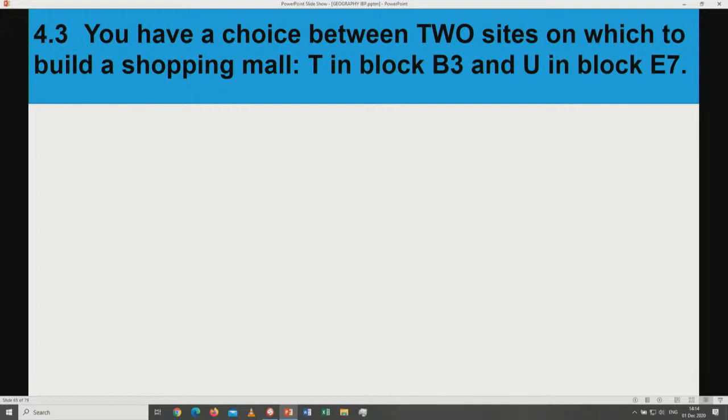You have a choice between two sides. Now let's talk about data layering. This one, you have a choice.